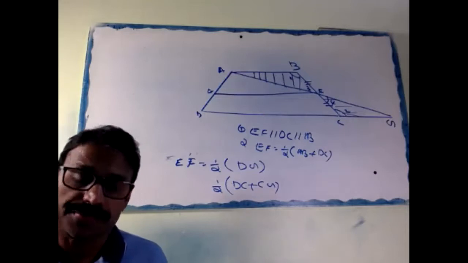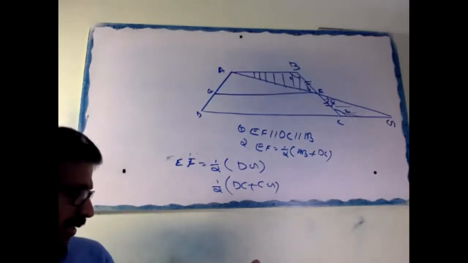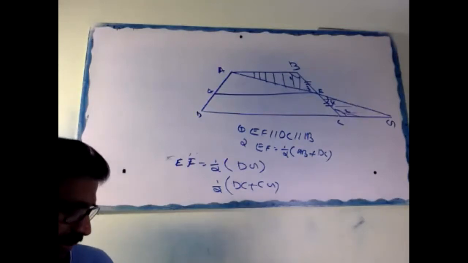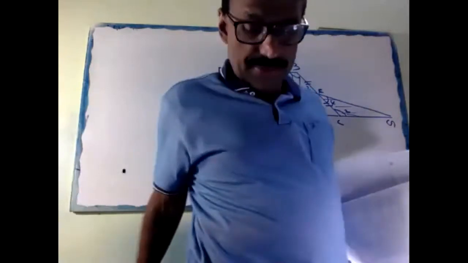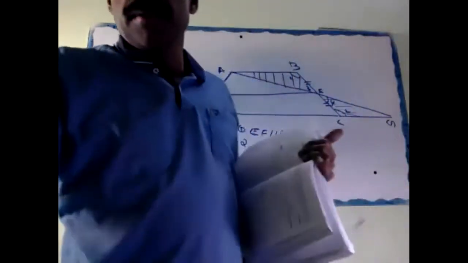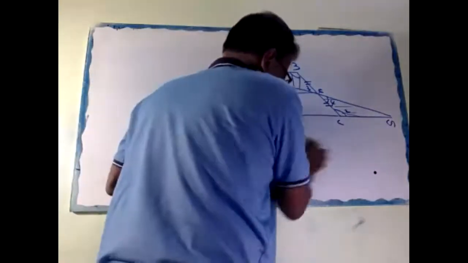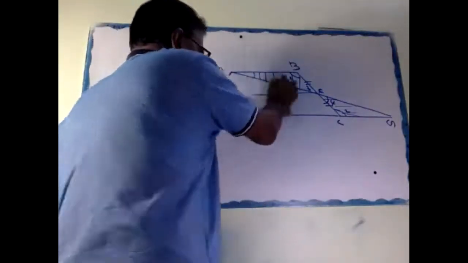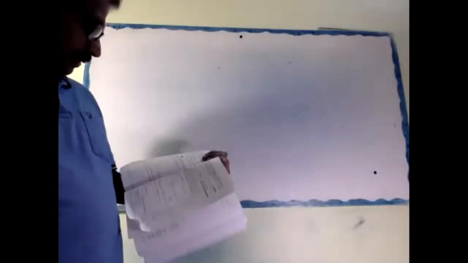So next question, right? ABCD, next question. ABCD and PQRC are rectangles.